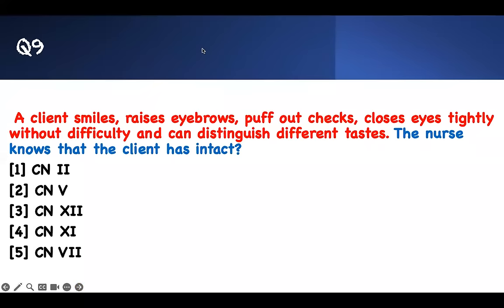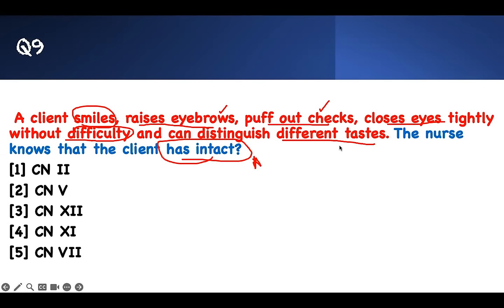Number 9. The nurse knows that the client has intact. Look at it. It says intact. That means the patient has no problem. There's nothing wrong with it. It's intact. The nerve is functioning. The client smiles, raises the eyebrow, pops out the cheek, closes the eye tightly without difficulty, can distinguish different tastes. This is a trap. Just distinguishing taste doesn't mean it's the tongue problem. No.